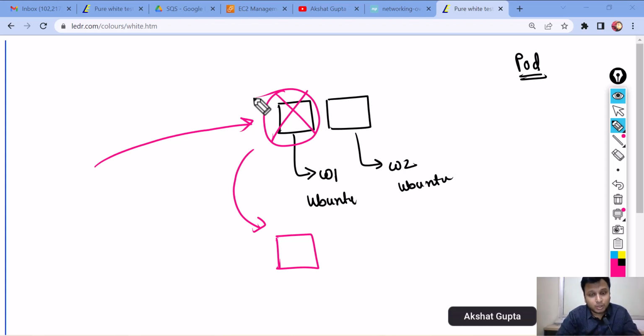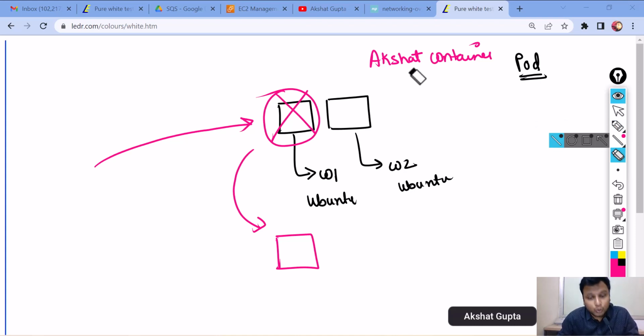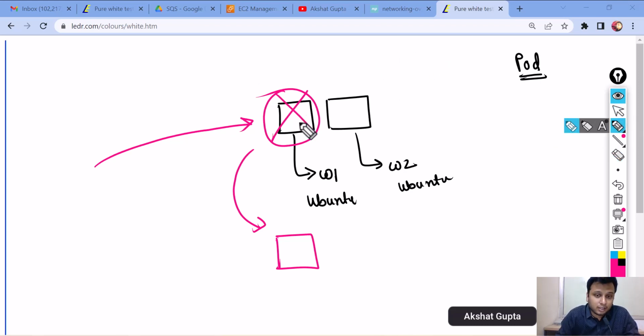Let's suppose my company is Akshat Containers. Now I want Kubernetes to manage my containers. In that case, Kubernetes can manage it. The reason is that Kubernetes does not worry about the architecture of the container. If it were managing containers directly and a new container were created, it would need to understand the architecture.